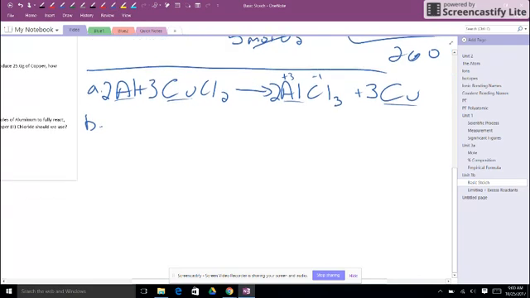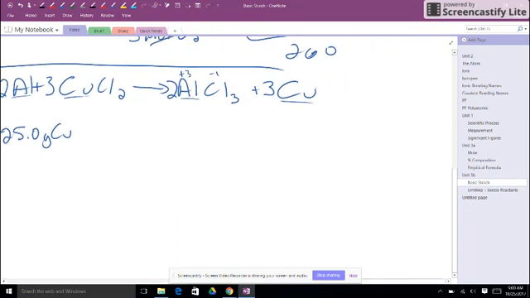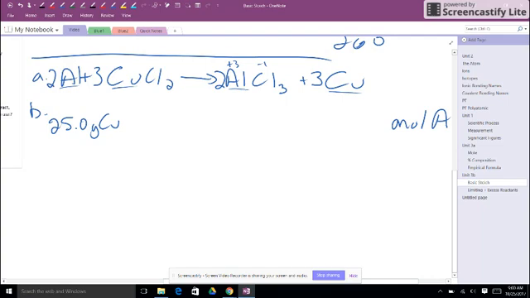Now question B says if we have 25 grams of copper, how much aluminum could be made? Now I put this problem here on purpose because I just want you to think about what the word much means. Moles is an amount, grams is an amount. For this problem, you could technically go to either. Let's try both. So let's just say we're going to moles of aluminum.